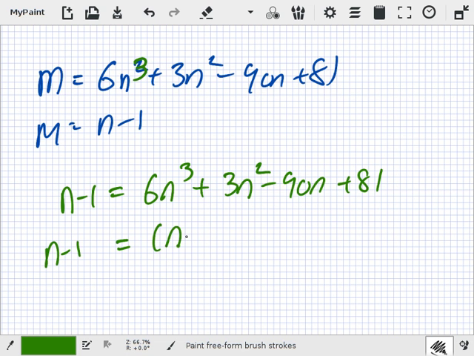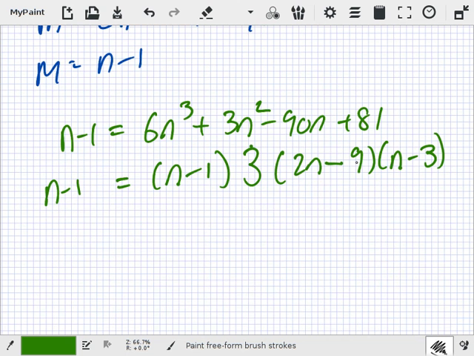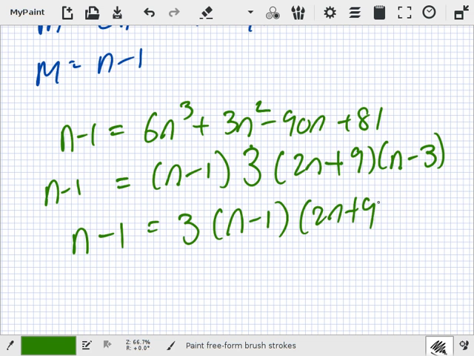What is it? n minus 1, 3, 2n minus 9, and then n. No, one of them has to be a plus. Yeah, the 9 is a plus. Or if you want to be a little bit more clear, let's just put the 3 in the front. Right. What's next now? If you divide by n minus 1, you'll reduce the problem to a quadratic. And you'll get two values for n.